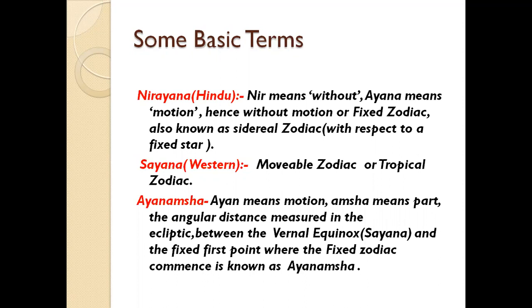And Sayana is the Western concept. It is basically a tropical zodiac or a movable zodiac. It's based on the movement of the sun. And Ayanamsha is basically the angular difference between the Nirayana and the Sayana. So let me explain.